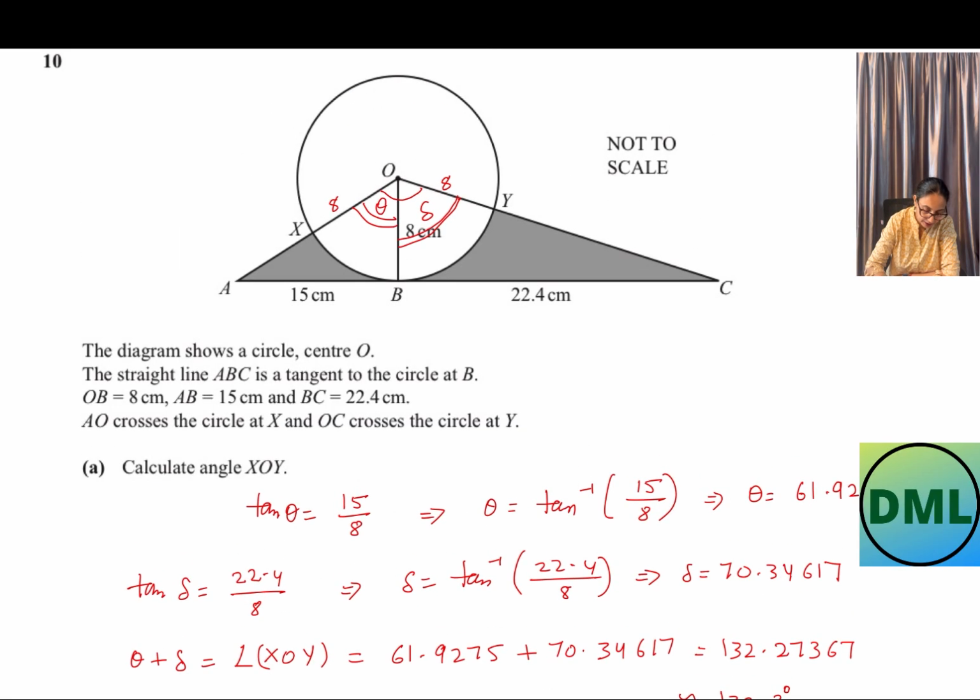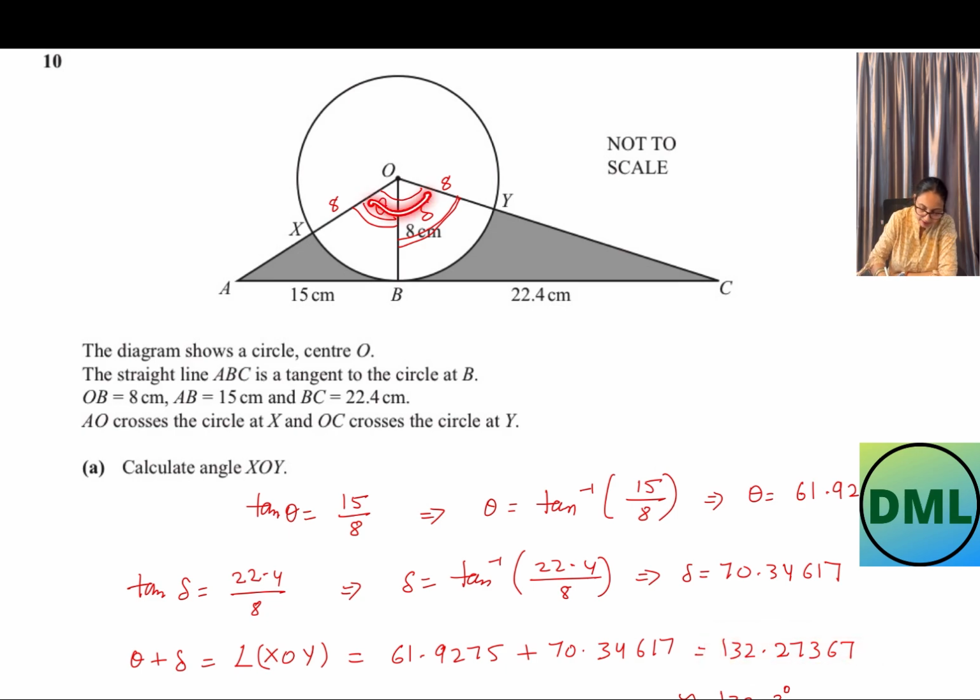I need to calculate the length XBY. This XBY length is related with this sector, which is going to give you the angle at the center as 132.27367. As I will not use the rounded off answer in the next part, we have to use the previous answer. I will use this angle in the second part.